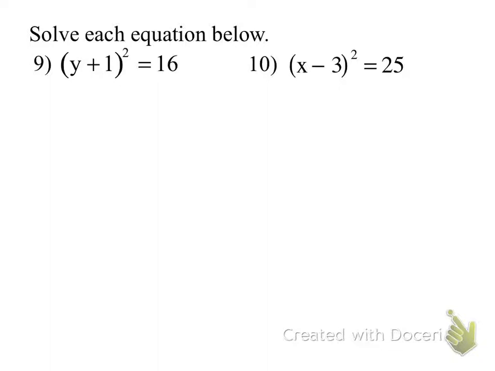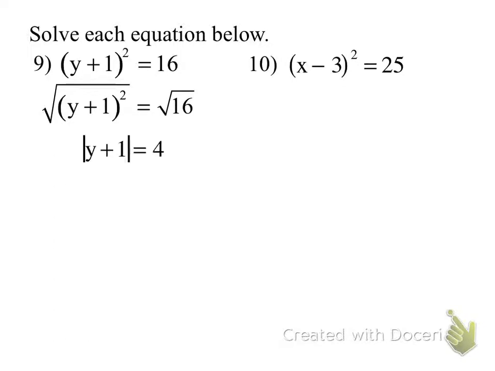We root both sides. And then you get y plus 1 equals negative 4 and 4. No. The absolute value of y plus 1 equals 4. So y plus 1 equals 4 and negative 4. Y plus 1 equals plus or minus 4. And you get y equals 3 and negative 5. What? You're missing a step. Subtract 1 from both sides.